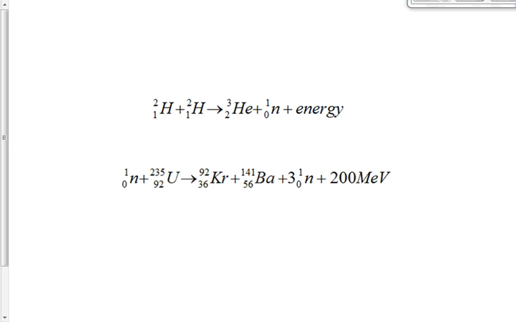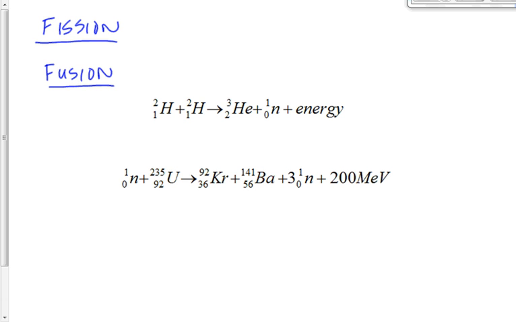Now, fission, if you remember, was the splitting up of a nucleus. We got one heavy nucleus splitting up into two or more lighter nuclei. And then fusion was exactly the opposite. That's where we had two really, really light nuclei fusing together to form one heavier nucleus.